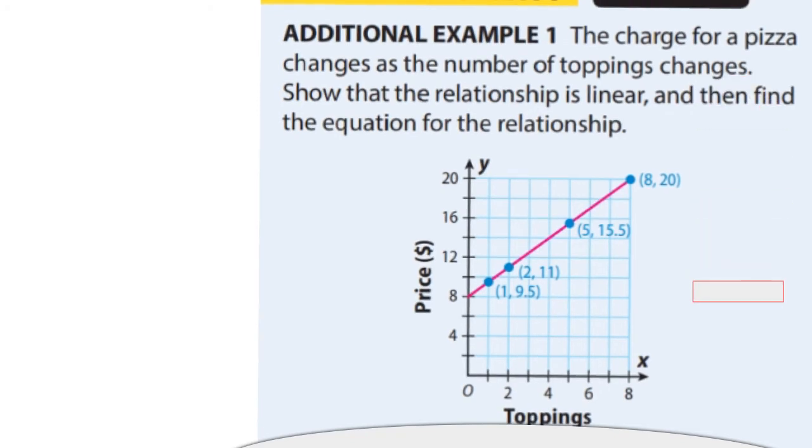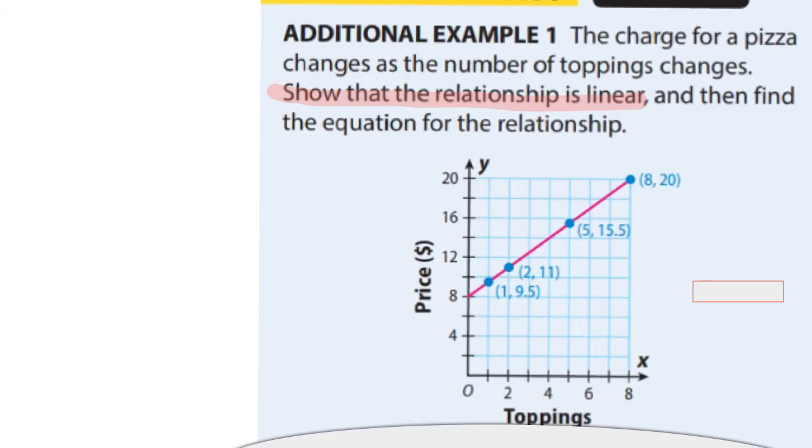The charge for a pizza changes as the number of toppings change. Show that the relationship is linear and then find the equation for the relationship. Now, to show that the equation is linear, my best guess is I'm supposed to present this to the students with the graph in just the blue points without the red line. But there's no other source I can get this from other than my book. Like there's no student's copy, here's your copy kind of thing. All I have is what's in front of you.